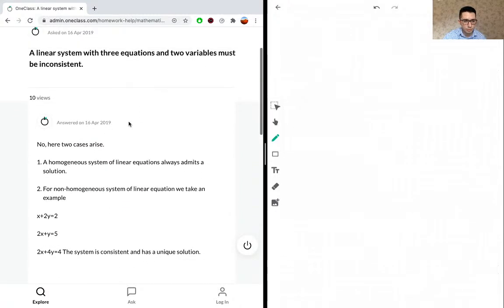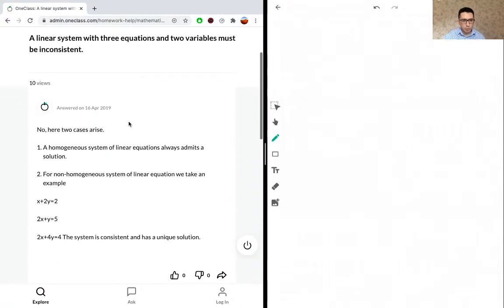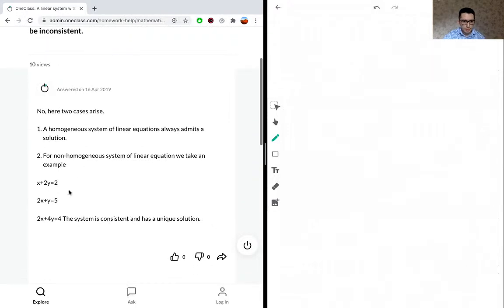So looking at the solution, you would say a homogeneous system of linear equations always admits a solution. For a non-homogeneous system of linear equations, take an example. Here they provide us with 3 equations, kind of the same system that we went through, and we got a unique solution. Each of these 3 equations represents a line, and if we substitute them into each other, we get a unique solution, a dot on the xy plot that all lines pass through.